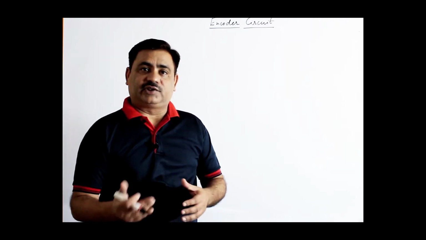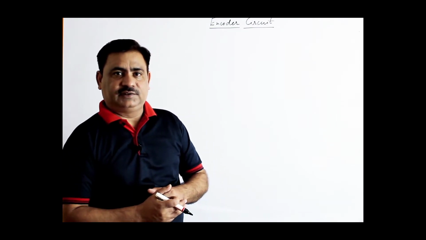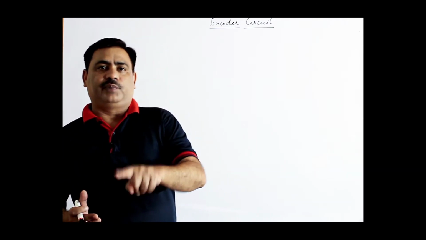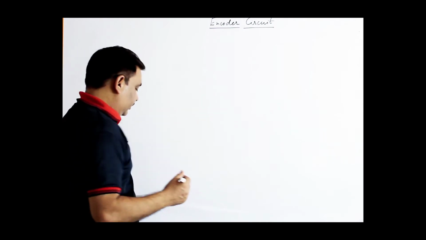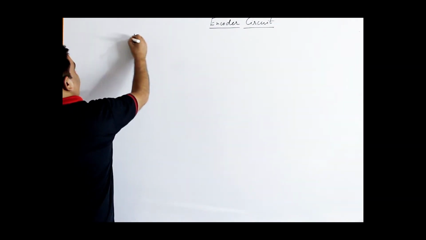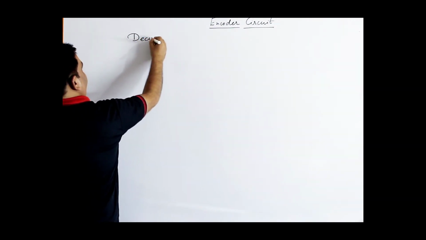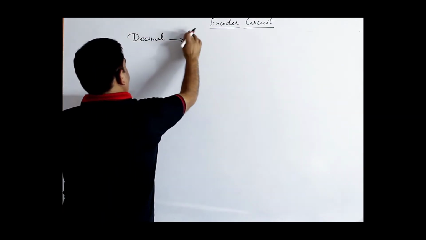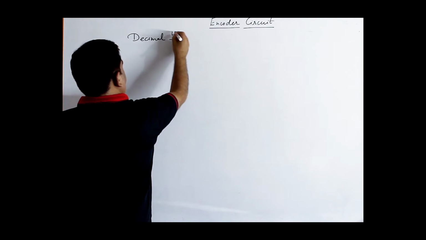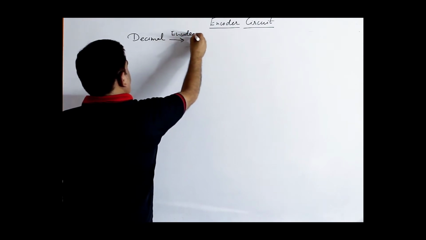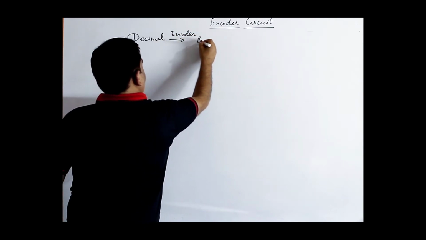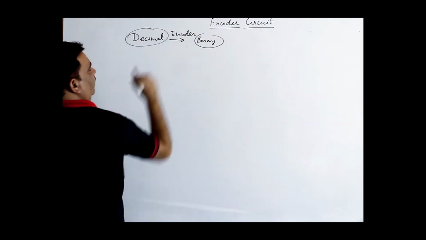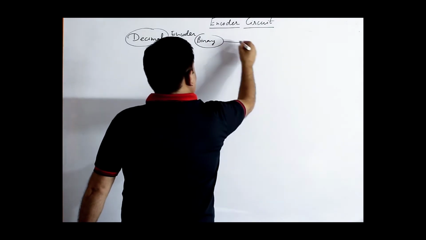First of all I am going to explain the encoder circuit, and I am going to explain it through the decimal to binary encoder. Try to understand this small diagram first. This is the decimal number, using the encoder it is converted into binary. This is decimal to binary, inside the processor.